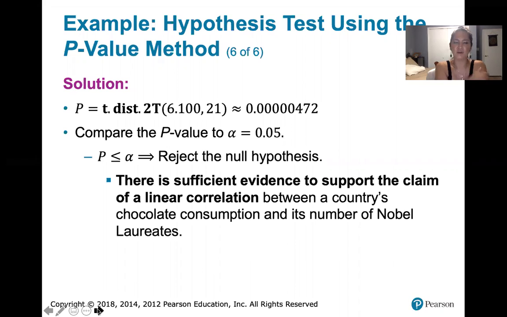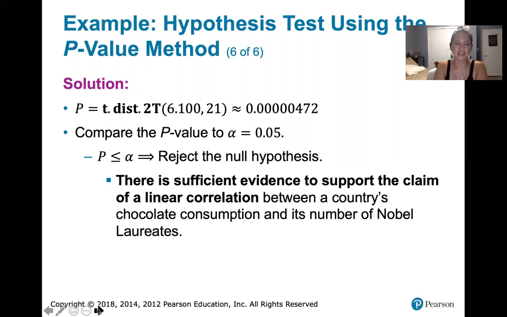When we reject the null, we're saying that there is sufficient evidence to support the claim of a linear correlation between a country's chocolate consumption and the number of Nobel laureates from that country. That is the same result that we got using the critical value method just a couple of videos back when we discussed that method. So that's how you use the p-value method.